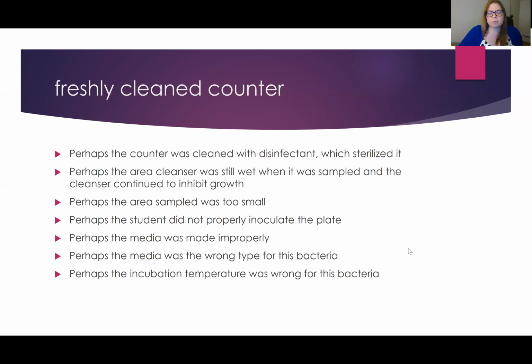Another possibility was perhaps the temperature in the incubator was wrong for this type of bacteria. Maybe it's something that likes to grow in cool, dark places, and we incubated it in a very hot incubator, and that killed it off instead of allowing it to grow.